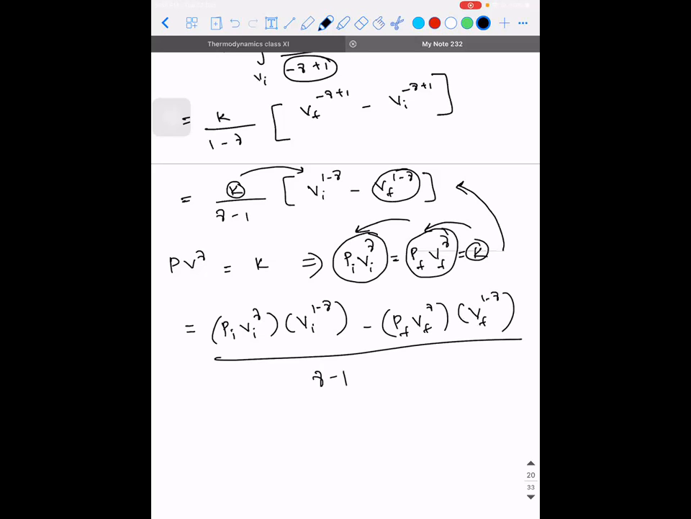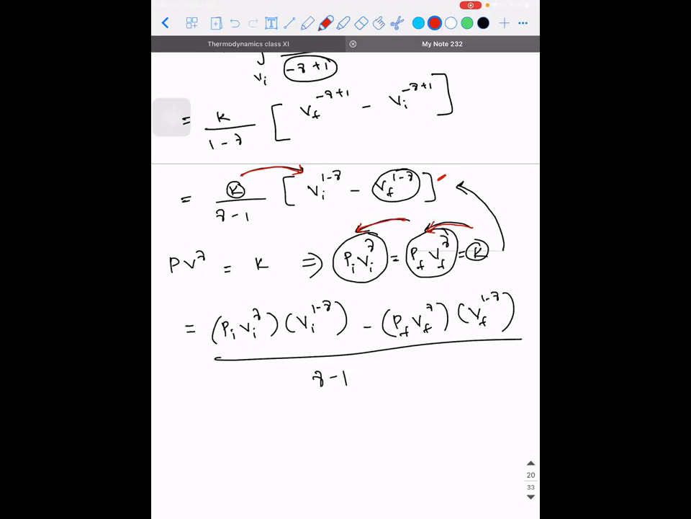Is it clear? So we multiplied into both. So what happened is K is outside. Look at this step, I'm marking it with red. In this step, when I multiply K, there's going to be K into VI power 1 minus gamma minus K into VF power 1 minus gamma. Accepted?